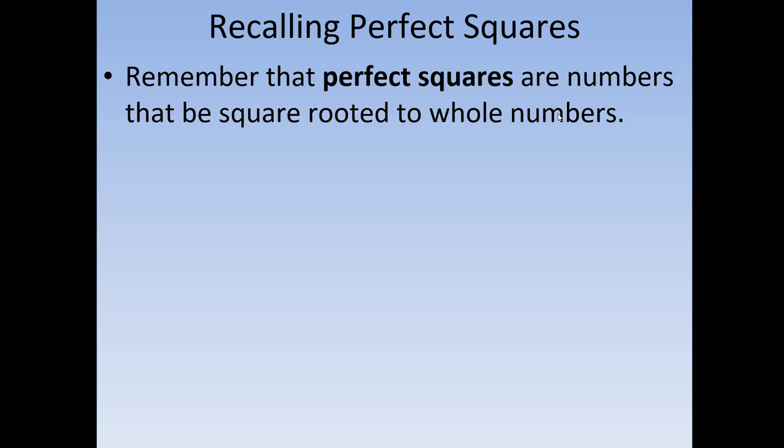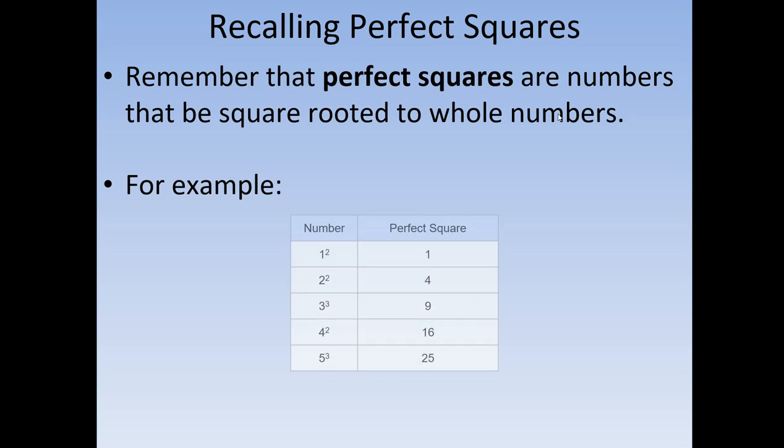So the first thing that we have to do is recall the concept of perfect squares. Remember, perfect squares are basically when we take numbers and we can square root them and get a whole number. A good example are things like this: 1 squared is 1. 4 is a perfect square. It's made up of 2 squared. 9 is a perfect square.